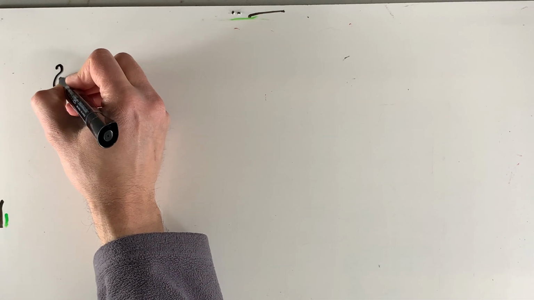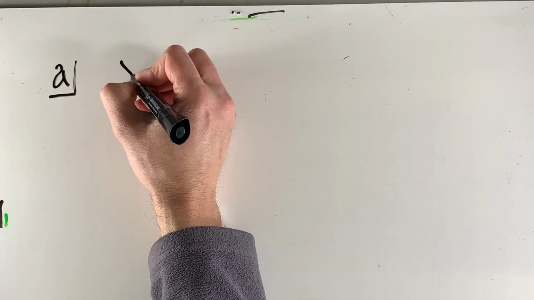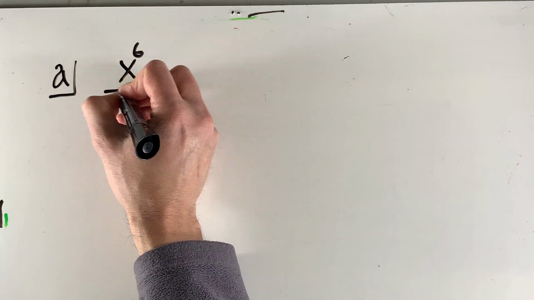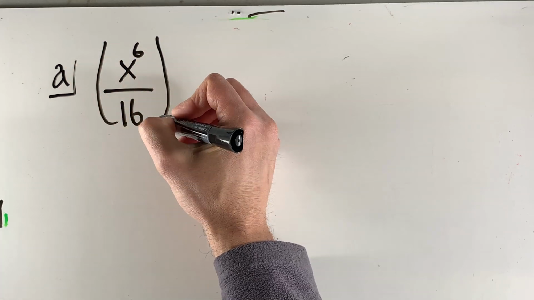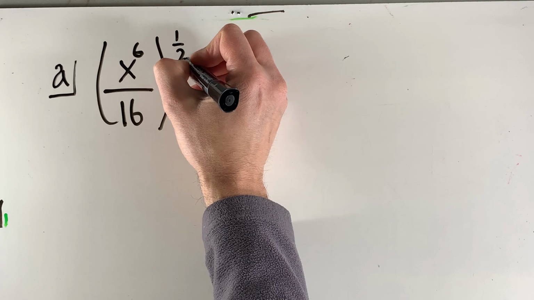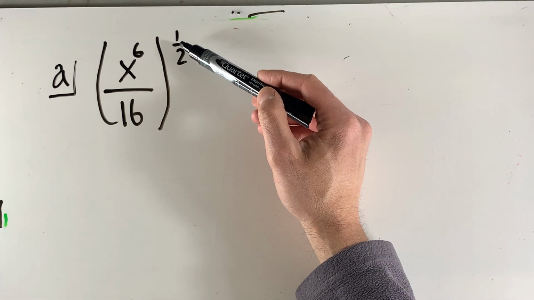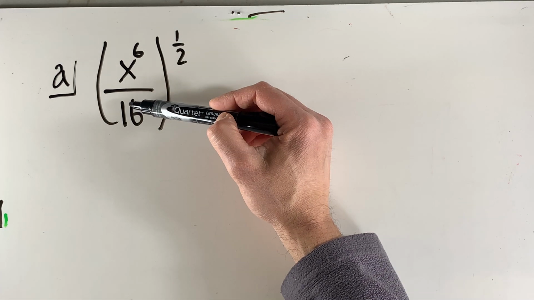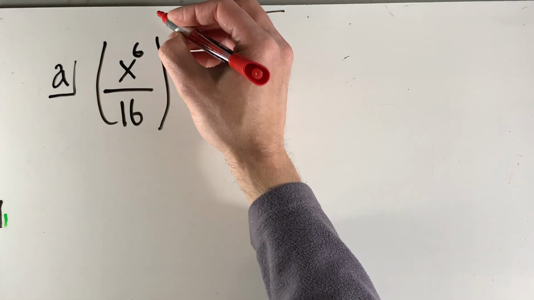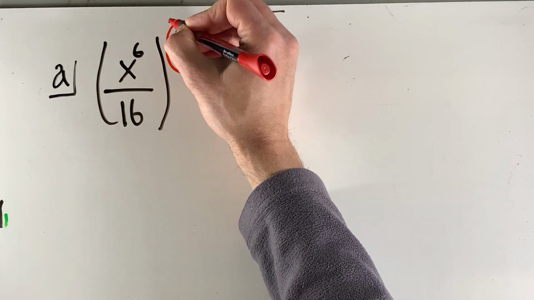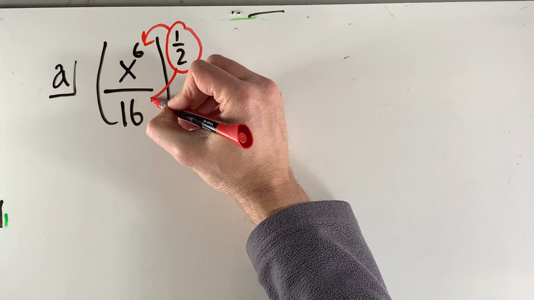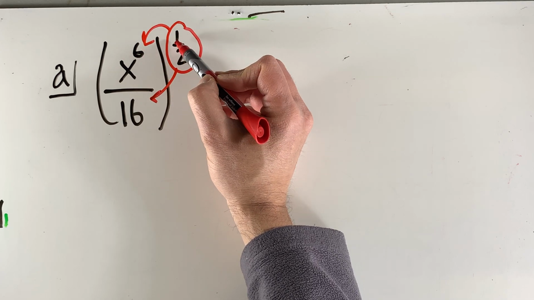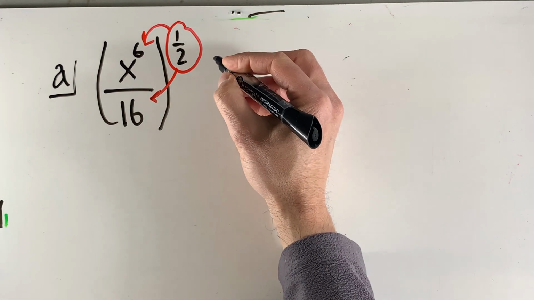Okay, so A is x to the power of 6 over 16, brackets, to the power of a half. So this is a power of a quotient. We're going to use the power of a quotient law, which means that this outside exponent is going to be applied both to the numerator and the denominator. The 6 here is going to be multiplied by this outside exponent.